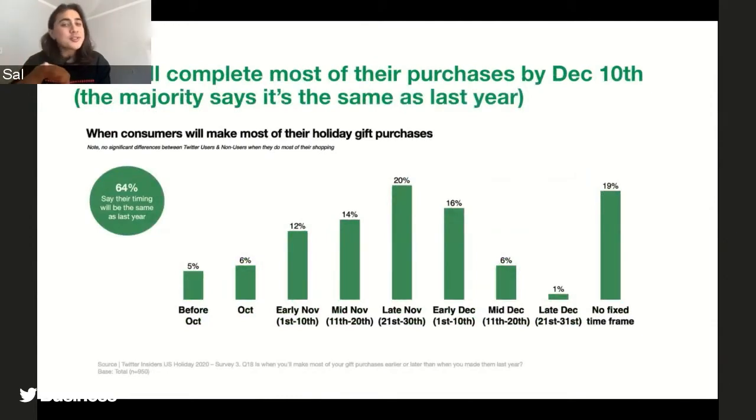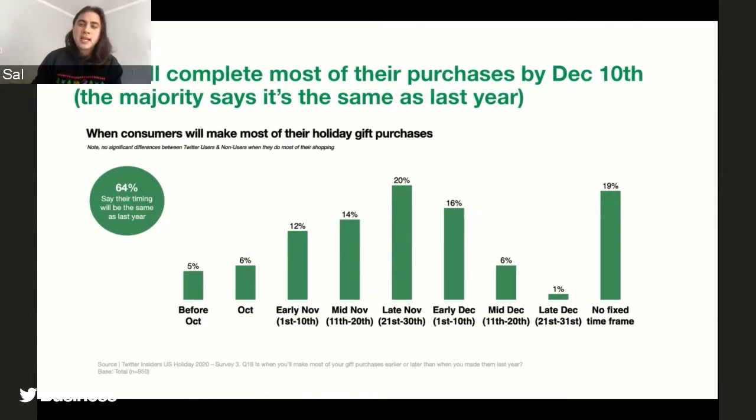Now, to create a little urgency here, we found that 73% of Twitter users say that they will complete most of their holiday shopping by December 10th. That's coming up in just a couple of weeks, about a month away. So really start thinking about how you can get activated on the platform right now. How can you get that messaging out as early as possible?